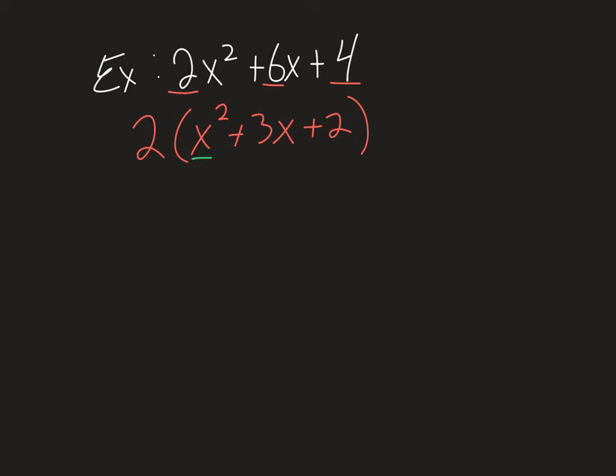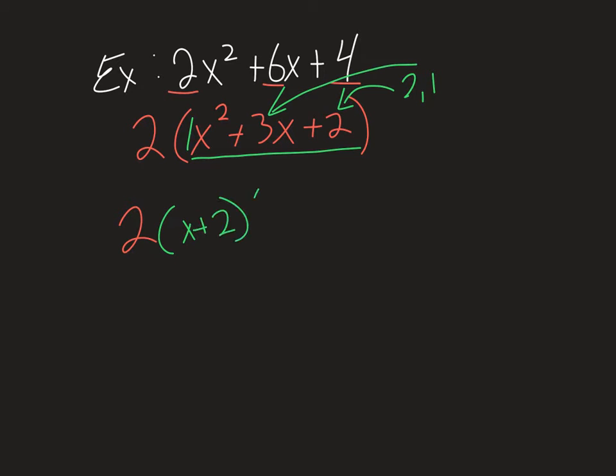Now I can look at just this expression where I have a 1x squared. And then I can use my tricks that I already know. I'm going to look at the factors of 2, which in this case, there's only 2 factors of 2, and ask myself, do they add to 3? They do. So then I can rewrite this as 2 times x plus 2 times x plus 1. And we can leave it just like so.